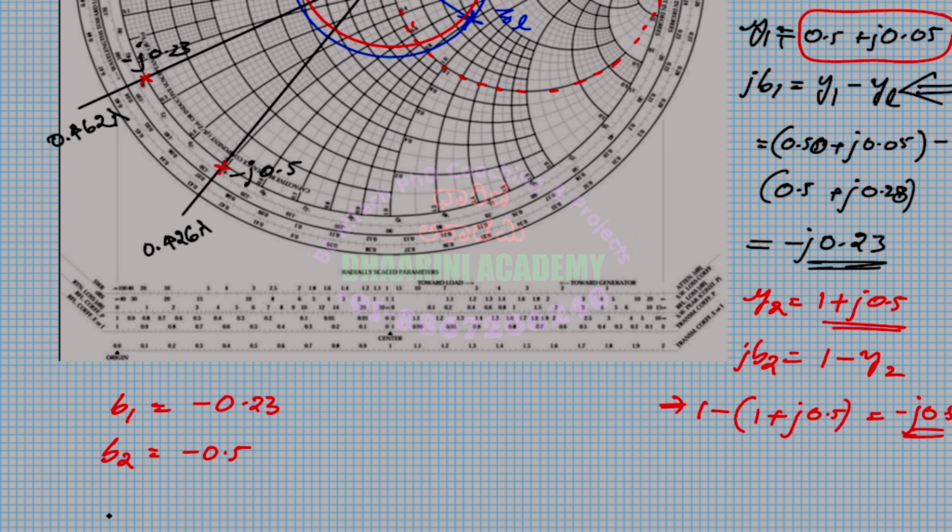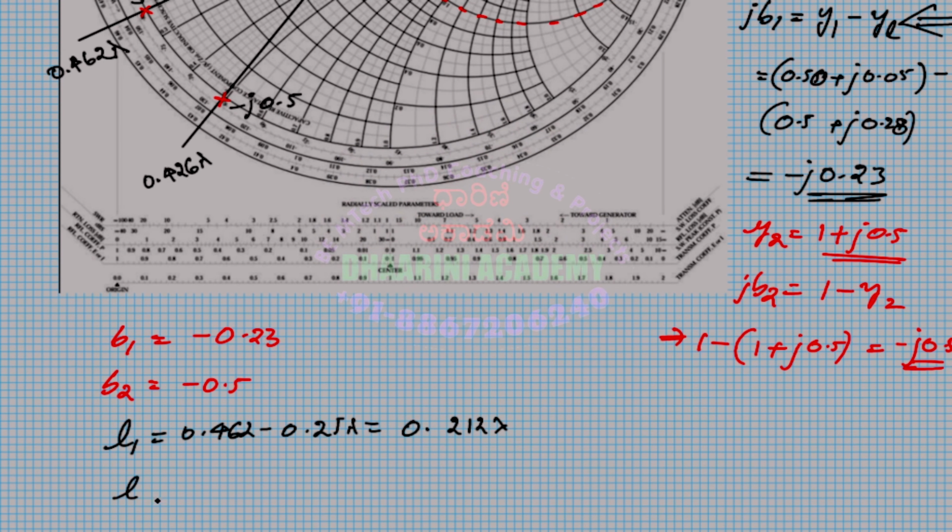So let me write L1 is equal to 0.462 minus 0.25 lambda. What's that answer? 0.212 lambda. Similarly, calculate the other one, that is L2, which should be 0.426 minus 0.25, that is 0.176 lambda. That's the required answer. Is that okay? Do you have any doubt with this particular problem?